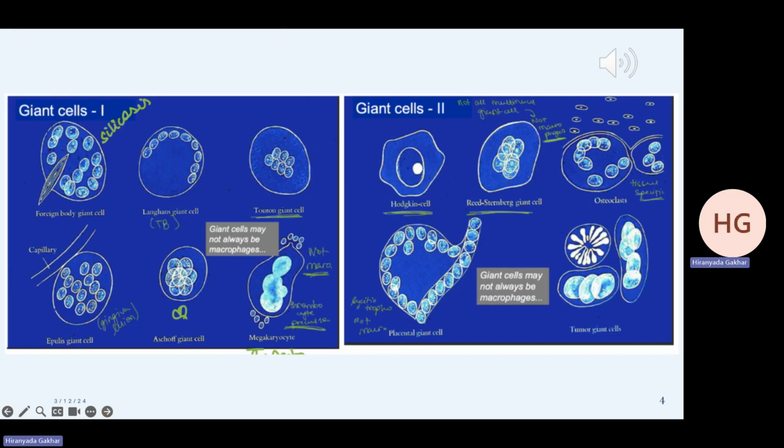Before I move any further, I would like you to orient yourself with certain giant cells that are important for you to know.